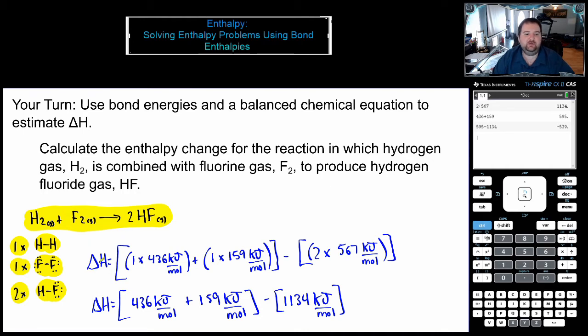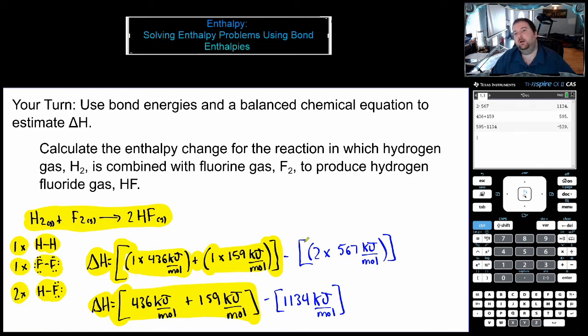And so now we can use this information in order to create our delta H expression. Our delta H is going to be equal to the sum of the reactant bonds that need to be broken. So there's one HH bond, which has a bond dissociation energy of 436 kilojoules per mole. Again, these are just from our table of values that you can find on Schoology. And there's one FF bond, which has a bond dissociation energy of 159 kilojoules per mole. In the next step, we're going to be adding those two together. So 436 plus 159. Okay.